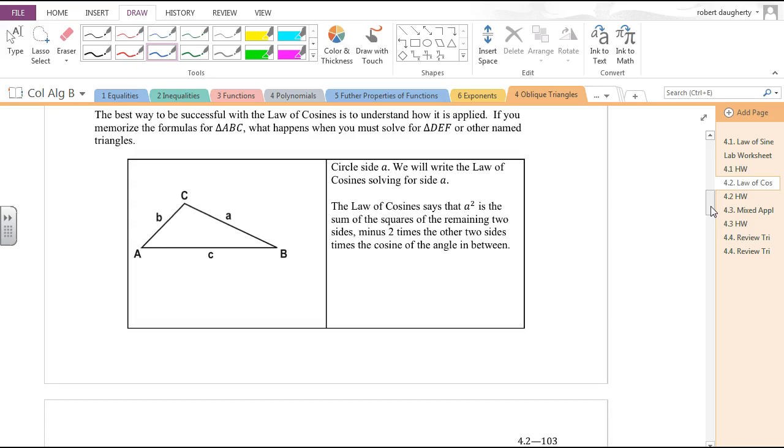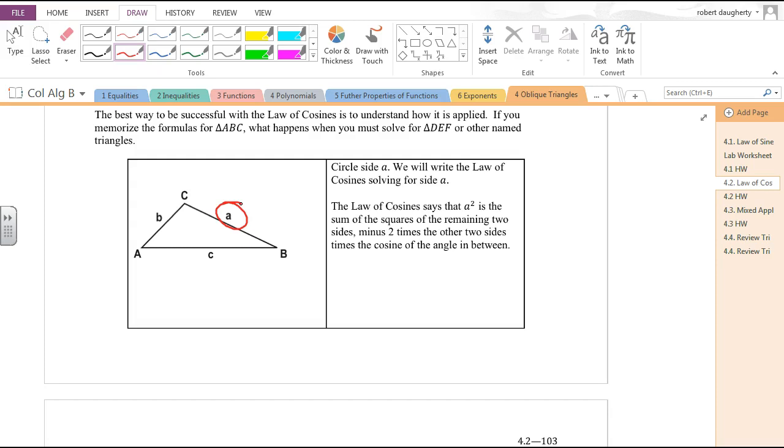Okay? So let's just say, for example, I'm going to come over here and circle side a. If I want to use the law of cosine to solve for side a, you've got the formula up there. But the way I try to memorize this formula, you could be solving for c or b, so the formula gets sort of complicated, but this is the way I remember it.